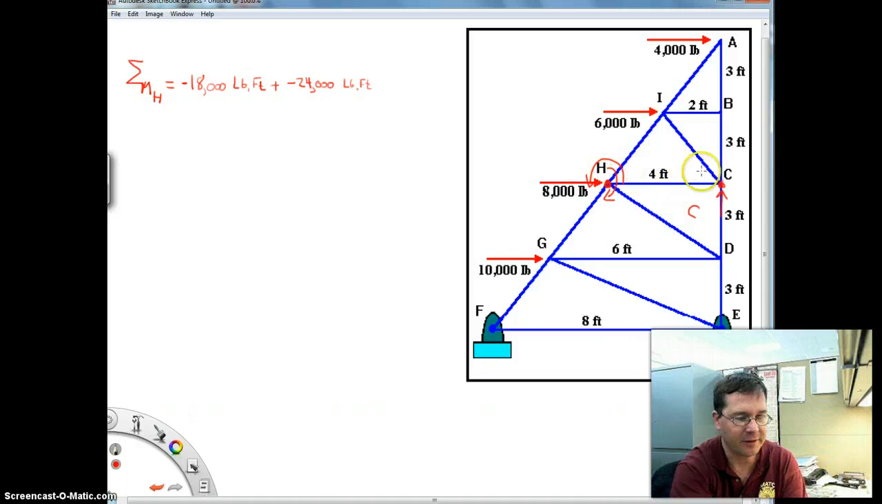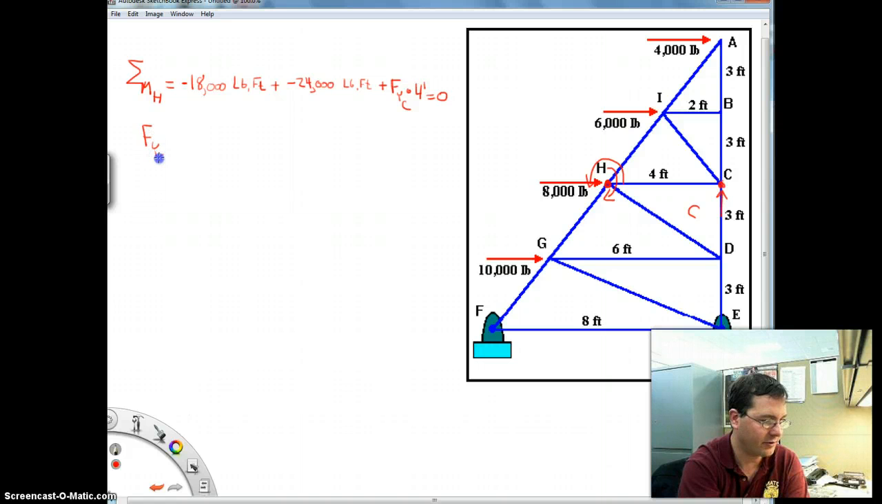And specifically, it's going to be the plus the force in the y direction at point C times the length of the lever arm here, which is 4 feet. And again, those all need to add to 0 because we're in static equilibrium. So if I rewrite this a little bit, I'm going to get the force in the y direction at point C equals, I'm going to push the 18 and the 24 over to the right side, which is 42,000. Now it's a positive 42,000 pound-feet, divided by the length of the lever arm, which is 4 feet.